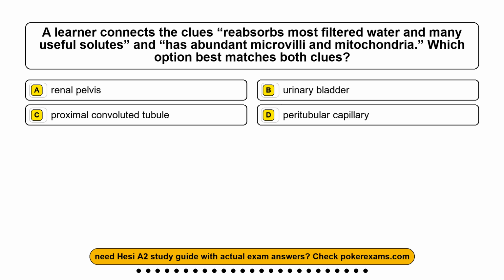Option A, renal pelvis. Option B, urinary bladder. Option C, proximal convoluted tubule. Option D, peritubular capillary. The correct answer is option C, proximal convoluted tubule.